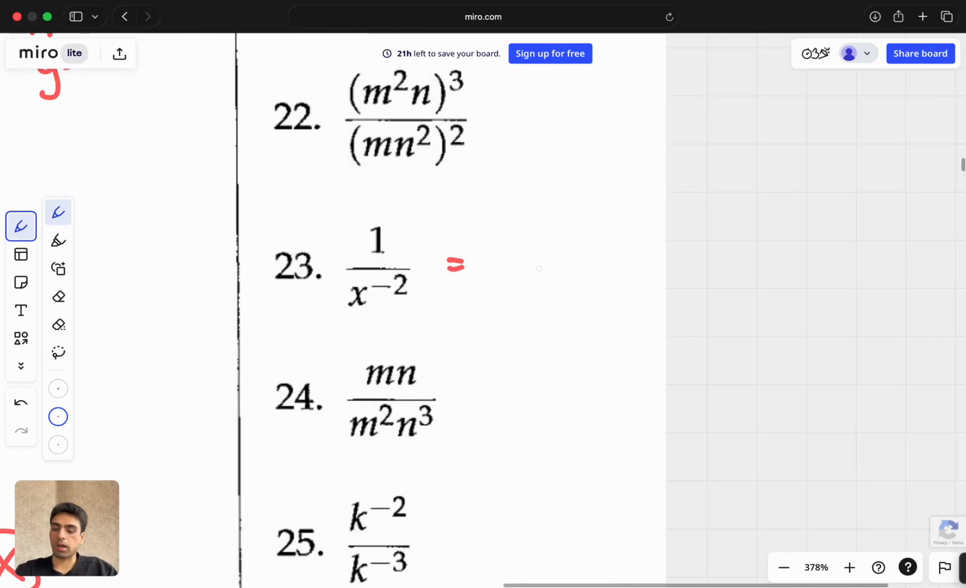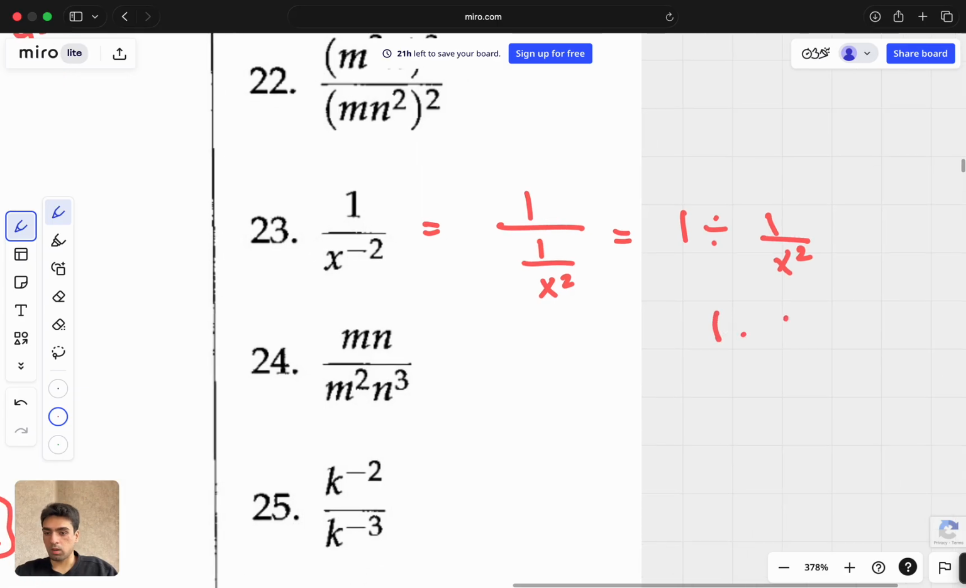In this case, we have 1 over x to the power of negative 2. So let's start with this first. This means 1 over x squared. So we can write this as 1 over x squared. And another way to write this would be 1 divided by 1 over x squared. Change the division to multiplication. You get 1 times x squared over 1, right? Which is just x squared.